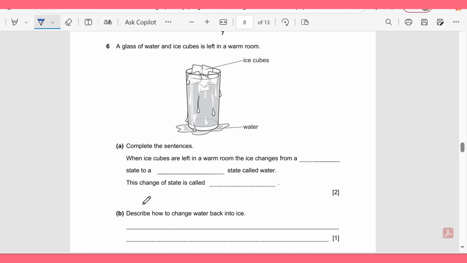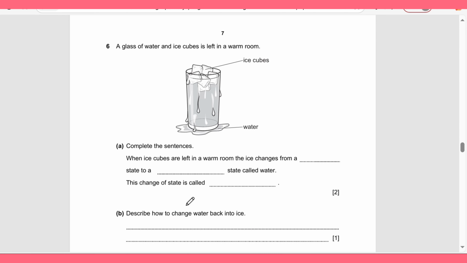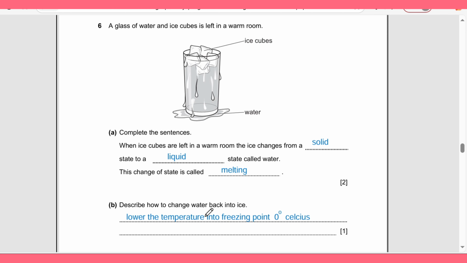Let's move on. Question 6b. Describe how to change water back into ice. Let's check out the answer, guys. So lower the temperature to freezing point, around 0 degrees Celsius, and it will turn into ice, because that's the freezing point of water.